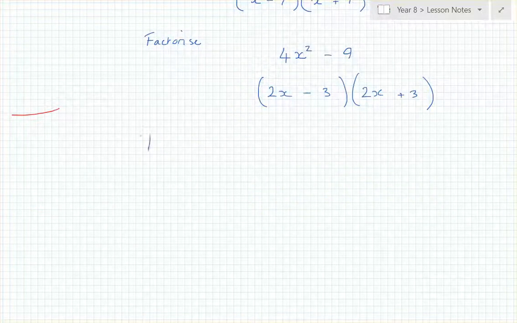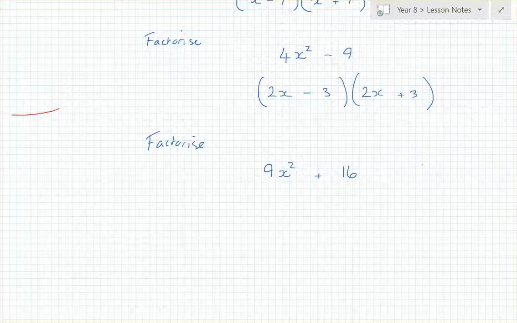Anyone want to give me the answer to this one? You've got to give me the correct answer straight away. Kian: 3x minus 4 in one bracket and we get 3x plus 4. Do you agree? Yes. Yeah.